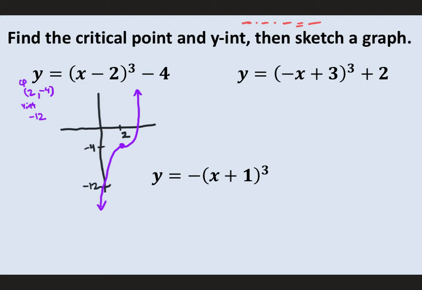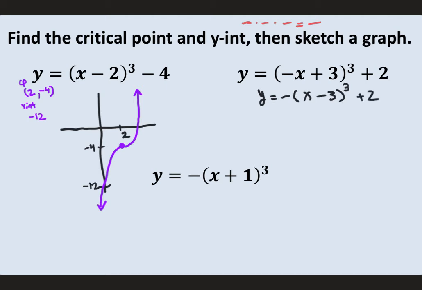We're going to pull that negative to the outside and rewrite it. So we're going to rewrite this as y equals, we'll pull the negative out of the parentheses, and then that negative x is going to become a positive x, and a positive 3 is going to become a negative 3. So we pulled that negative out of that parentheses that's being cubed. We have that plus 2 on the outside, and now we can start graphing.